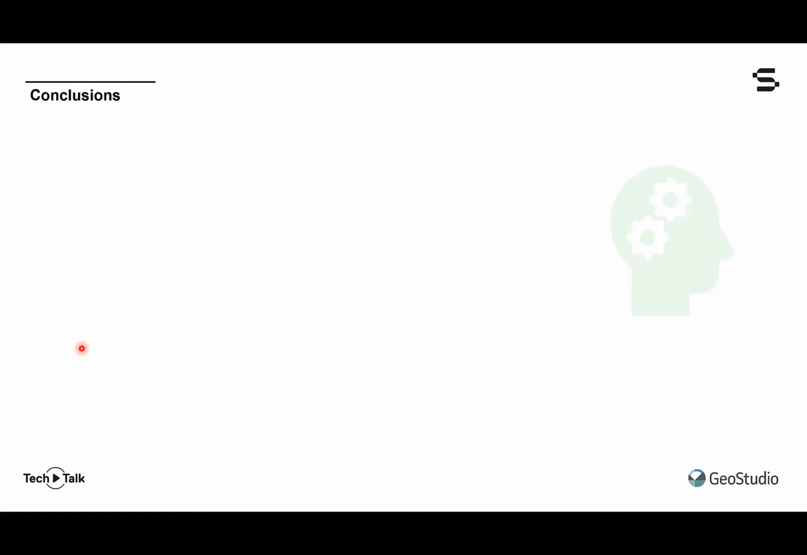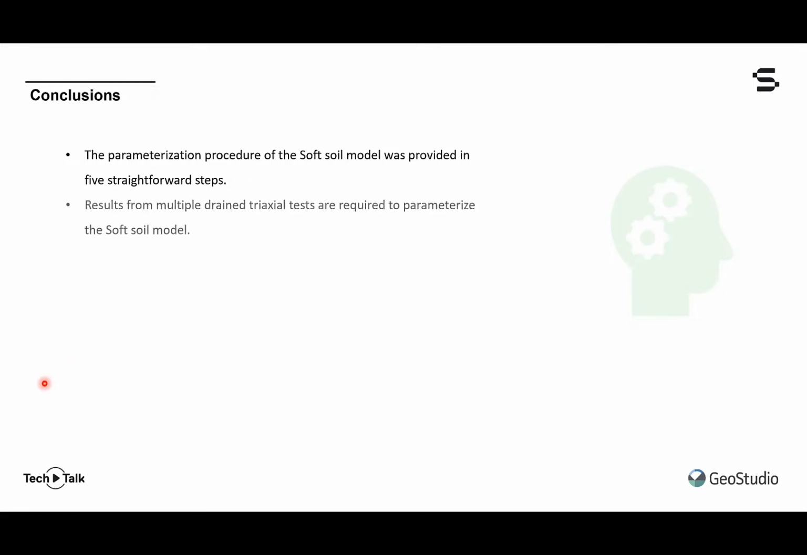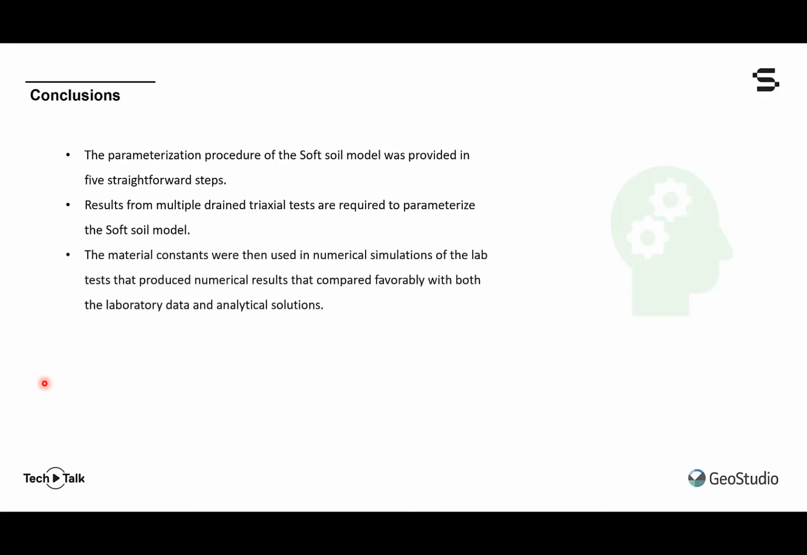And so we can conclude then by noting that the parametrization procedure for the soft soil model was provided in 5 rather straightforward steps. The results from multiple drained triaxial tests were required to parameterize the soft soil model, an important point to keep in mind when setting up laboratory programs. The material constants were then used in numerical simulations of the lab tests that produced results that compared favorably with both laboratory data and analytical solutions.